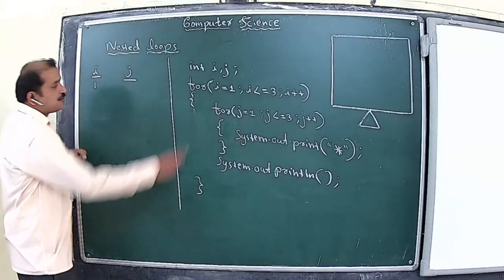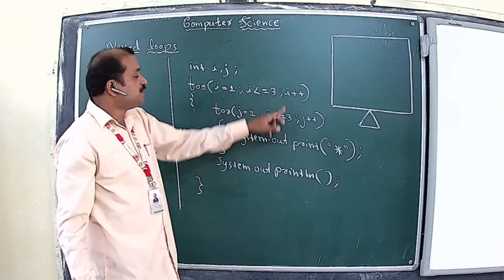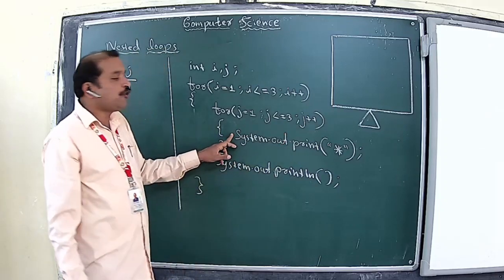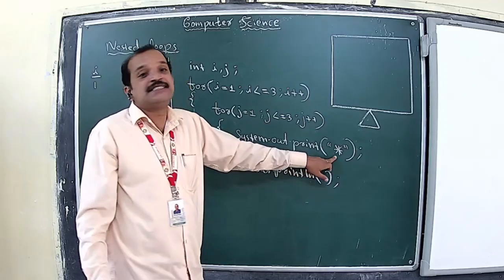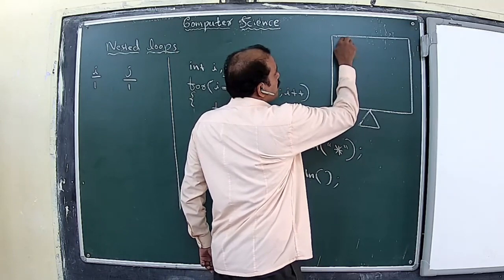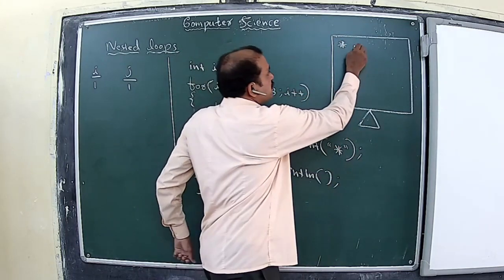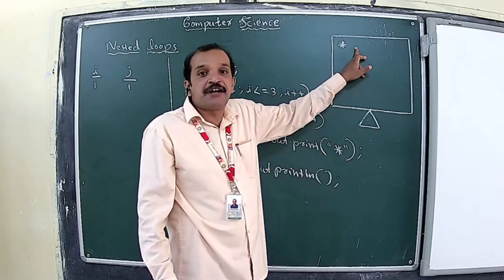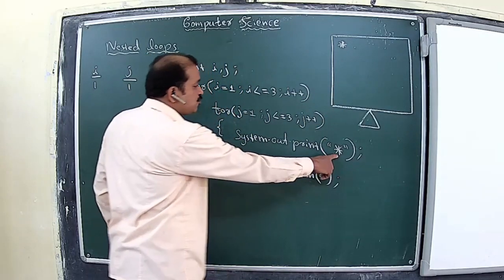Inner loop will start. So j is initialized to 1. After that, j is less than or equal to 3. Even this conditional test is true. Therefore, the body of the inner loop will be executed, where System.out.print star will be printed. So a star will be printed on the screen, and the cursor will not move to the next line. Instead, the cursor will remain in the same line itself. Therefore, whatever is printed next will be printed on the same line, not on the next line.